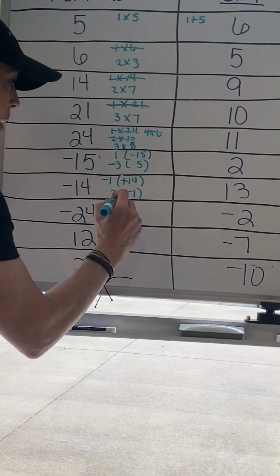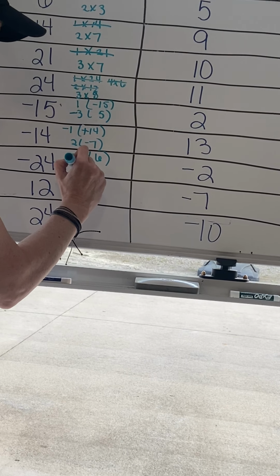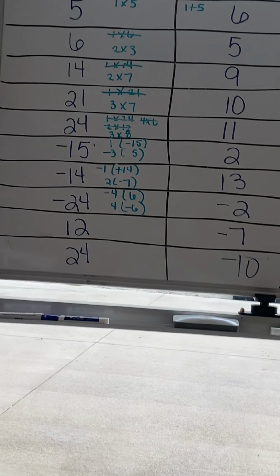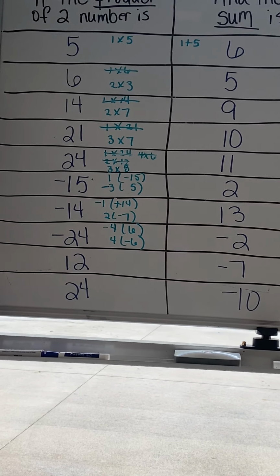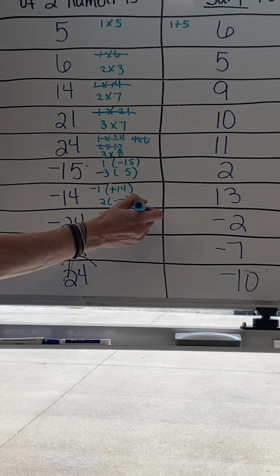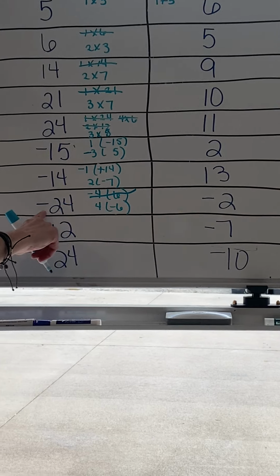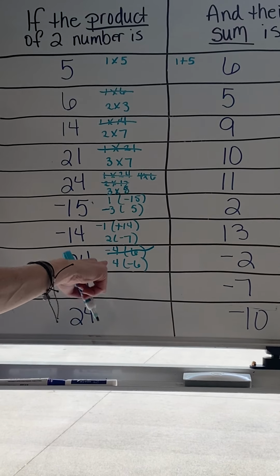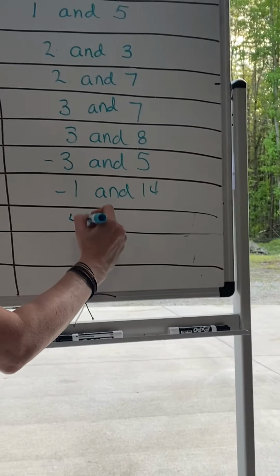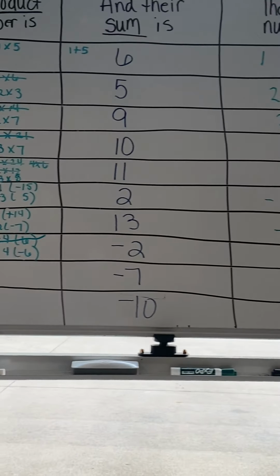So I want you to think about, would it be negative 4 and positive 6 or positive 4 and negative 6? I know that's going to get me somehow to a 2 when I add them together, but it's got to be the negative version. So it's not going to be this version of it. If you do positive 4 times negative 6, that gives you negative 24. And if you add positive 4 and negative 6 together, you get negative 2. So it would be positive 4 and negative 6.